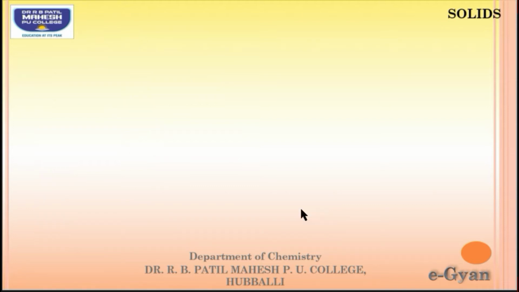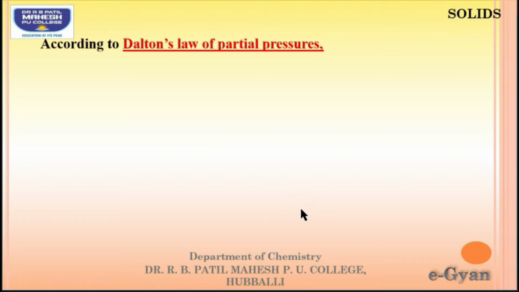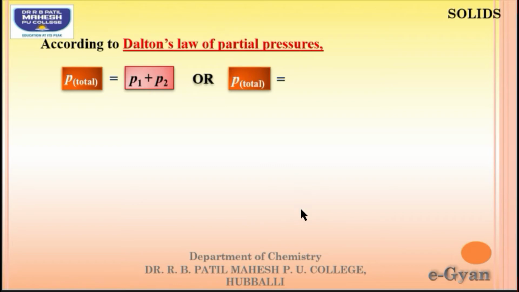So according to Dalton's law of partial pressures, P total is equal to P1 plus P2, or we can also write P total is equal to X1 P1 naught plus X2 P2 naught. This one we have taken from Raoult's law.